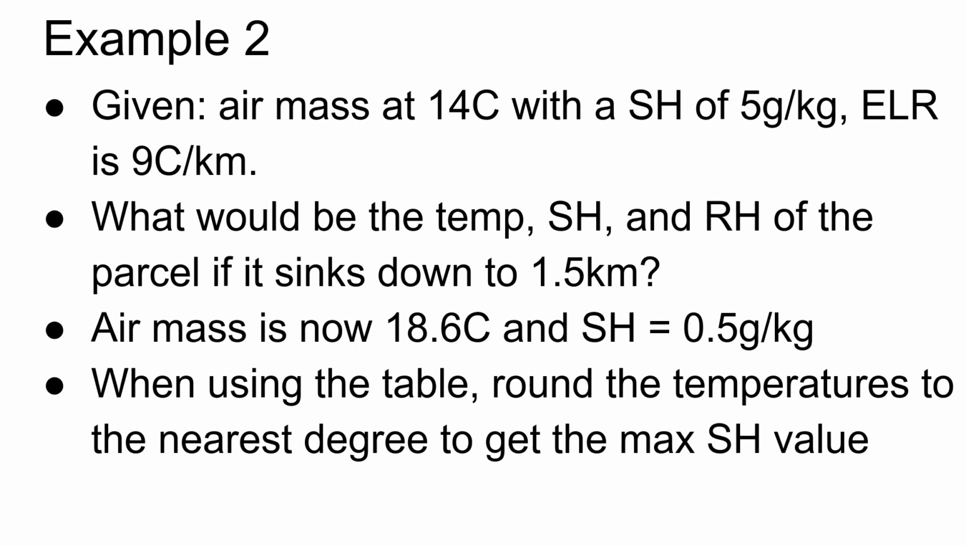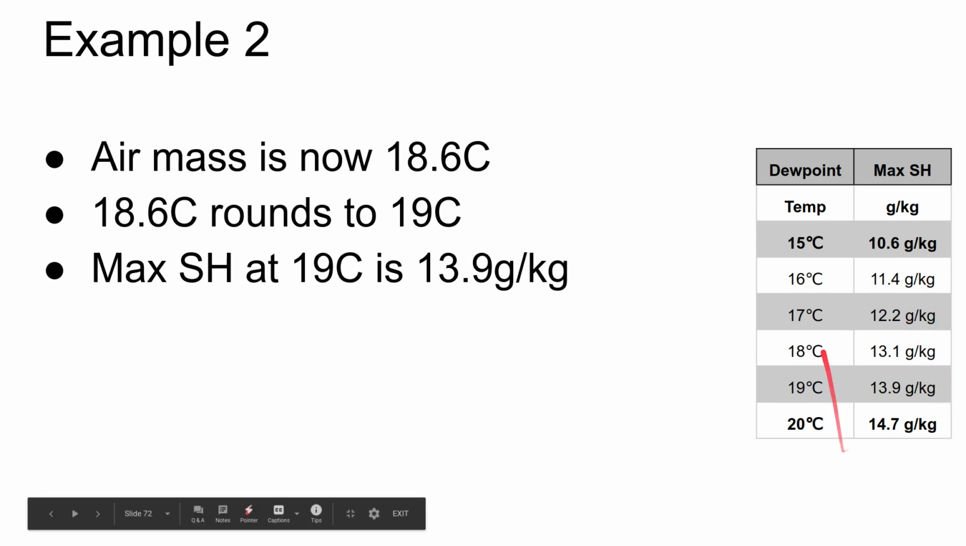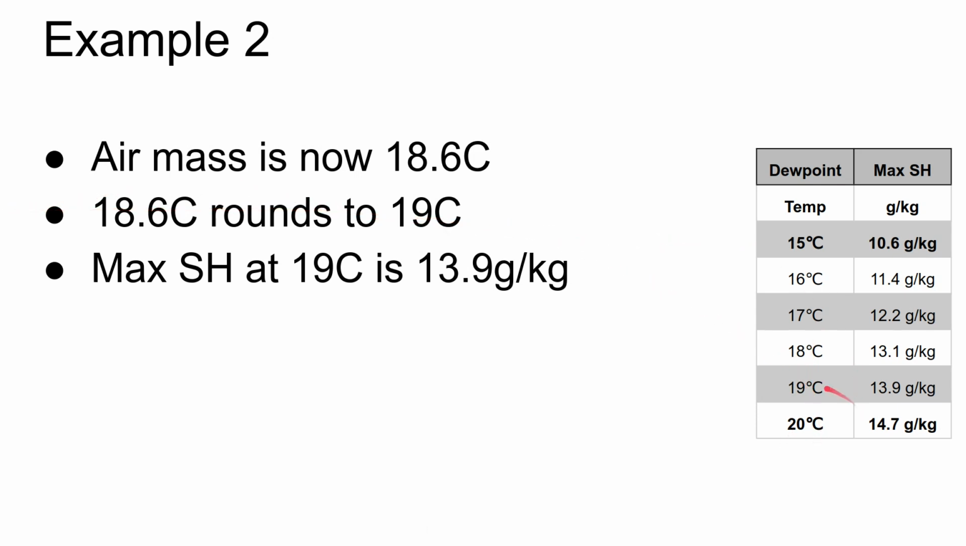So using the table, round the temperatures to the nearest degree to get the max specific humidity value. So air mass is 18.6. We're going to round that to 19 because the maximum specific humidity chart only has whole numbers on it. So 18.6 rounds to 19. At 19, the maximum is 13.9 grams.